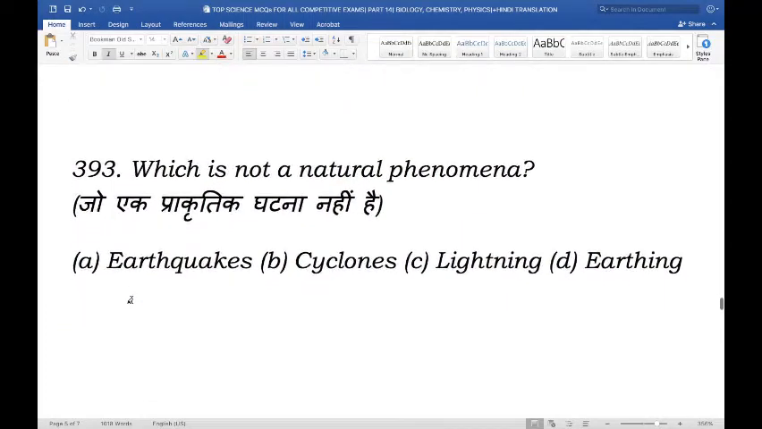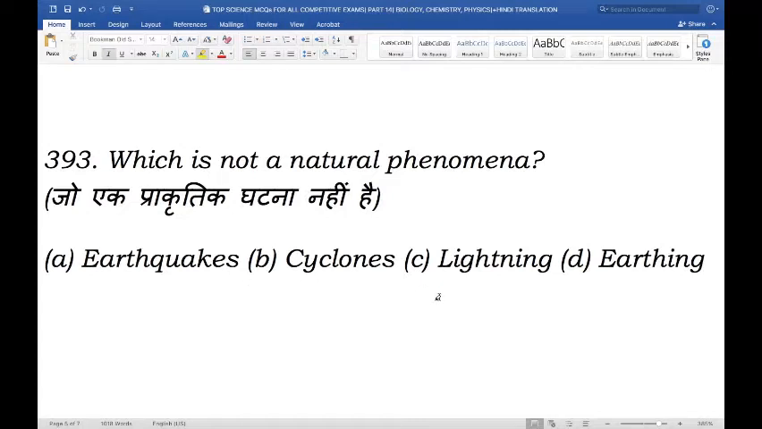Next question. Which is not a natural phenomenon? So out of these options, which do not take place naturally? Is it earthquakes, cyclones, lightnings, or earthing? And the right answer here is earthing. Earthing is also referred to as grounding, and it refers to the contact with the Earth's surface electrons by walking barefoot outside, or sitting, or working, or sleeping indoors connected to conductive systems. So earthing is not a natural phenomenon, whereas earthquakes, cyclones, and lightnings are.